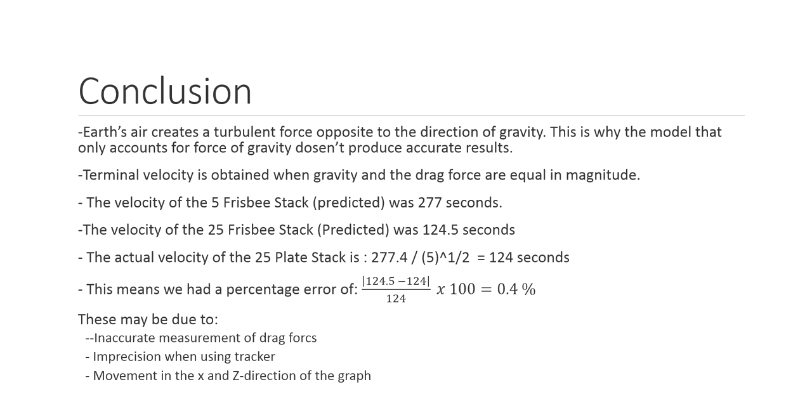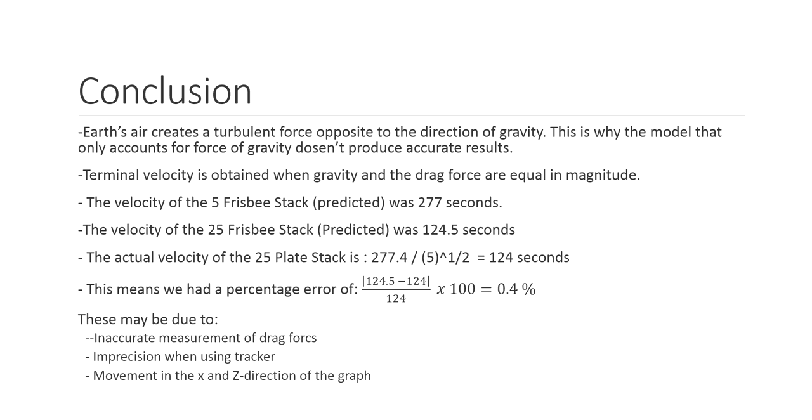This can actually be seen from our conclusion. So, as I mentioned beforehand, Earth's air creates a turbulent force opposite to the direction of gravity. This is why the model that only accounts for the force of gravity doesn't produce accurate results. Terminal velocity is obtained when gravity and the drag force are equal in magnitude. The velocity of the 5 frisbee stack predicted was 277, as obtained from Tracker. The velocity of the 25 frisbee stack predicted was actually 124.5.